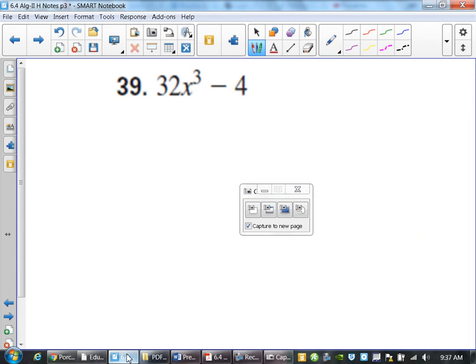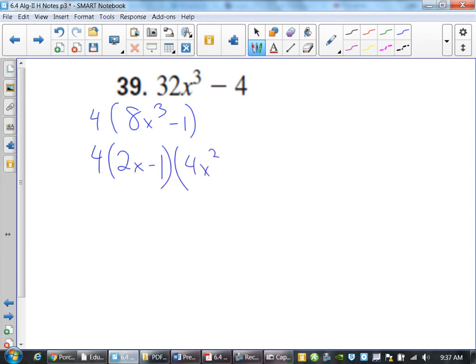GCF 4. Take out the 4, and I get 8x cubed minus 1, and now we're back to a difference of cubes. So the cube root of 8x cubed is 2x, minus 1. Then I get 4x squared plus 2x plus 1, minus 8x.